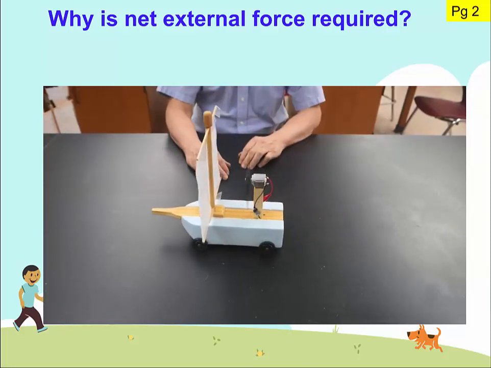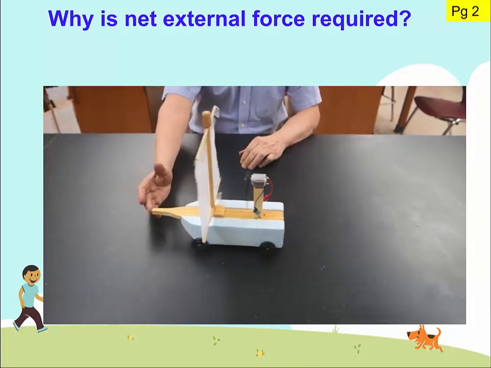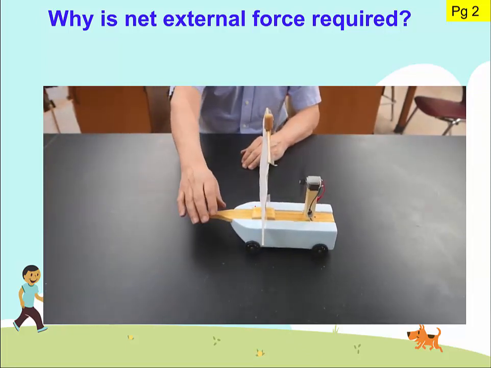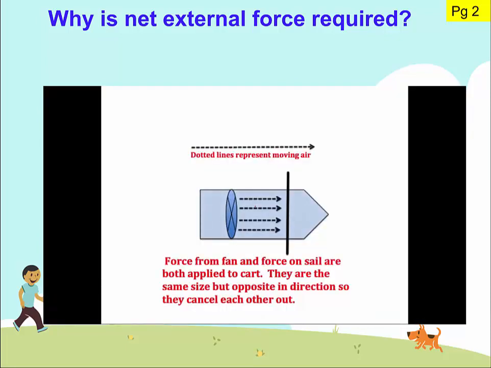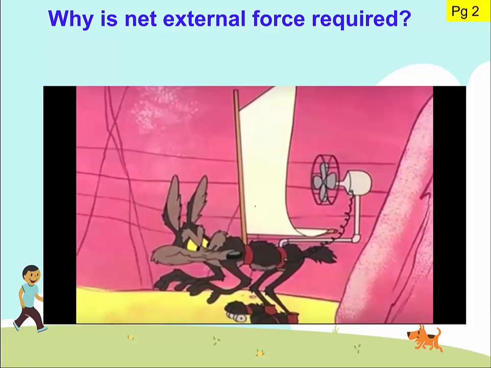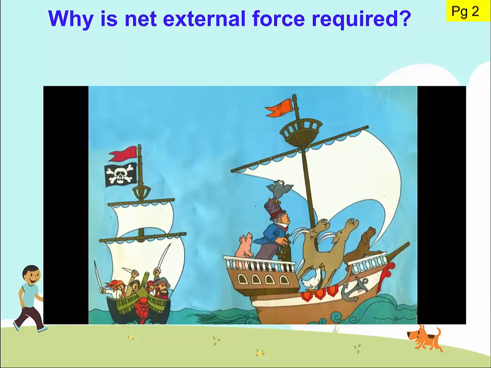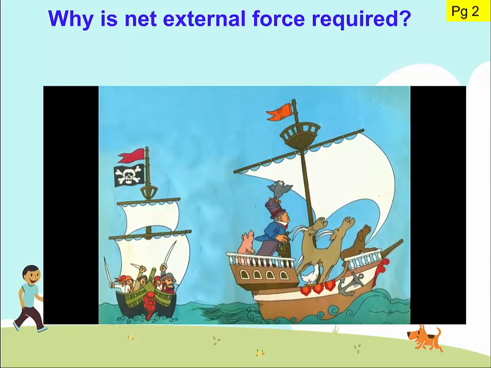In this case, the force from the fan and the force on the sail are both applied to the cart. They are the same size but opposite in direction, so they cancel each other out. Now this pretty much guarantees that Wile E. Coyote is not going to catch the Roadrunner, and Dr. Dolittle and his friends aren't going to escape from the pirates.